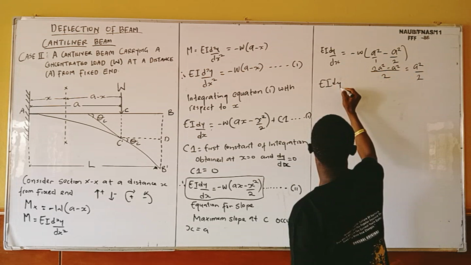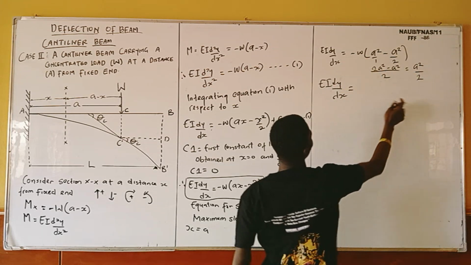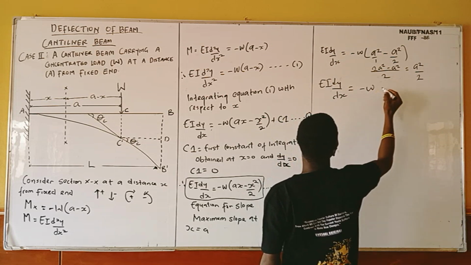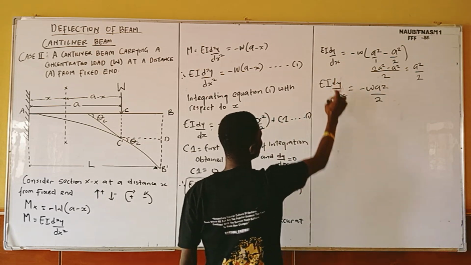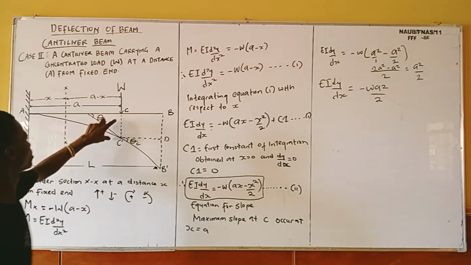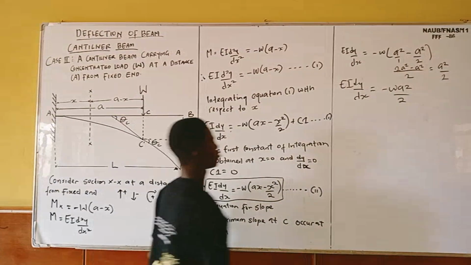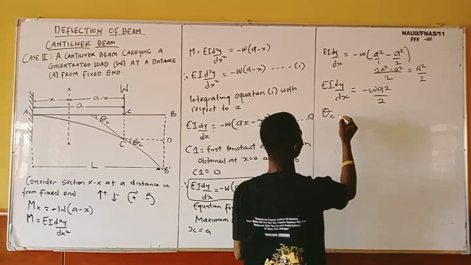Then we are going to have our EI dy/dx equals what? Minus W multiplied by A squared over 2, which is going to be minus W A squared over 2. So now, don't forget that dy/dx is our slope. Now, for our slope at point C, we are going to have what now?